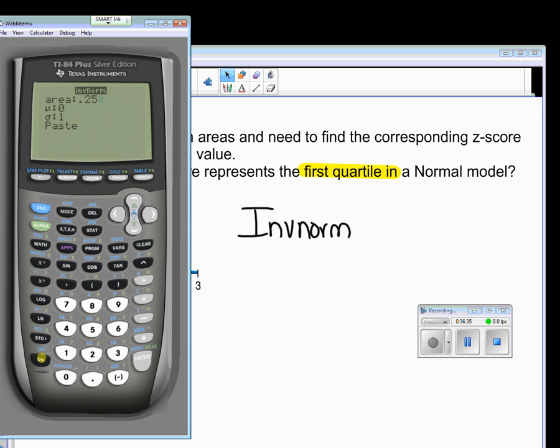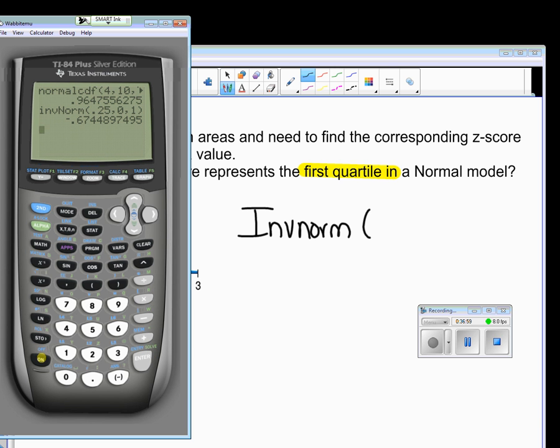What about my mean and standard deviation? Are they okay to leave the way they are? Why? Not because it's normal, because it's standardized. I'm looking for a z-score, okay? That's why. So I go ahead and paste it the way it is, and I get this number, negative 0.6745, for 0.2501.